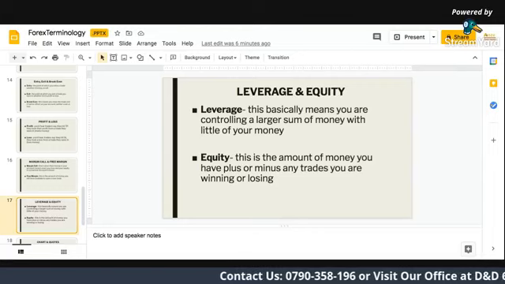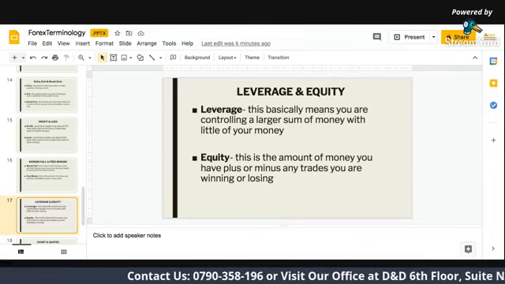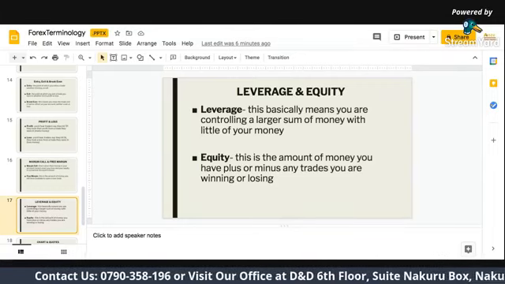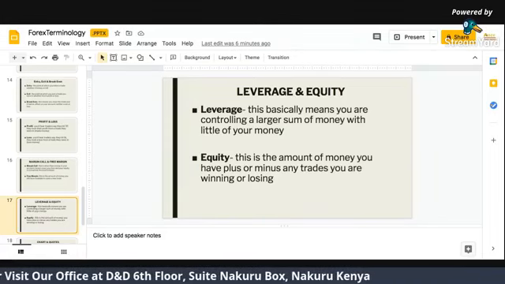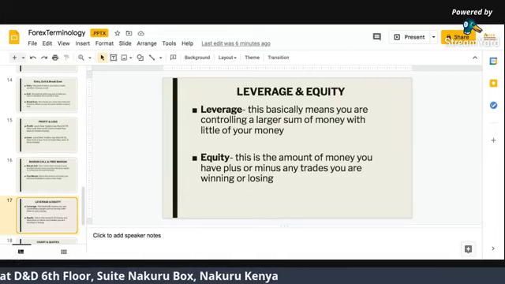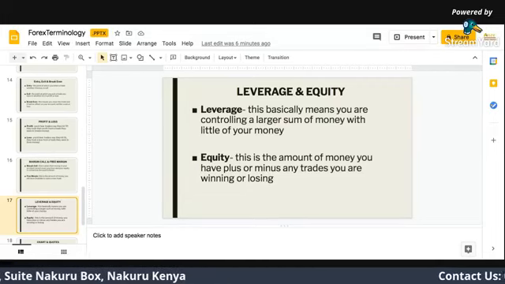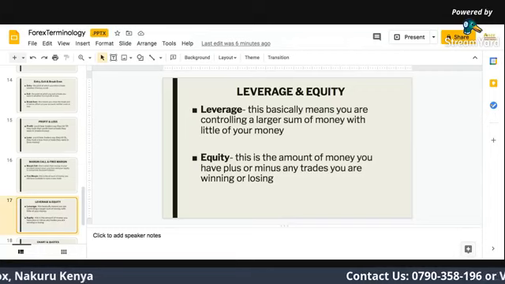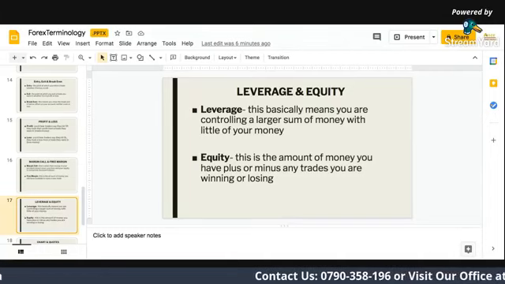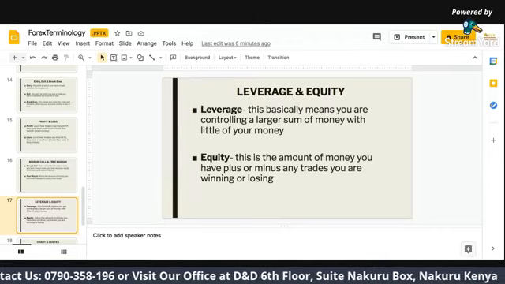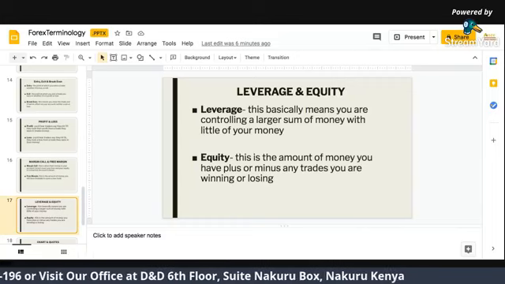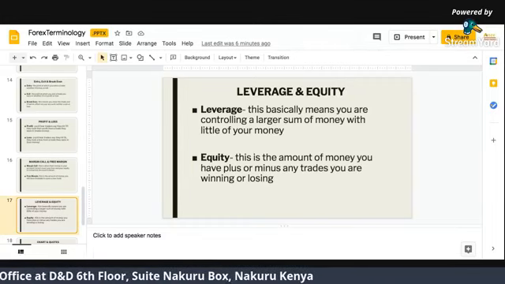account by 40. And then we have equity. This is the amount that you have plus or minus any trades you're in. So if you have done a deposit of 500 Kenya shillings, your equity is $5. Most of the time it is usually in dollars. That is your equity. If you lose a trade, maybe $1, that is now $4. If you win $10, your equity grows to $15. That way you have a better purchasing power.